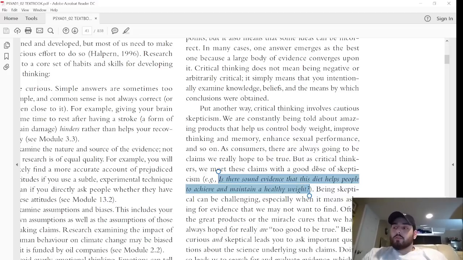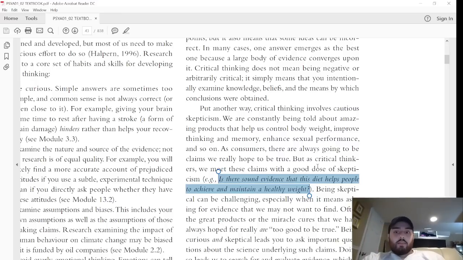So, is there evidence? That's actually funny because we just discussed the keto diet, right? Is there sound evidence that this diet helps people to achieve and maintain a healthy weight? Obviously, you have to be skeptical and challenging, and you want to ask for the best evidence possible, right?